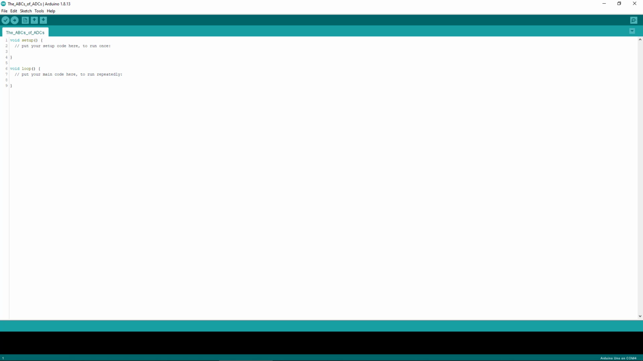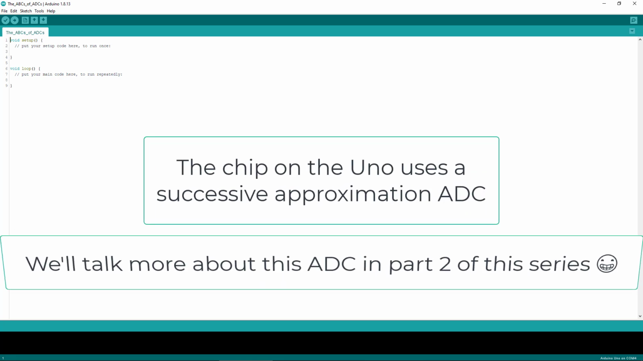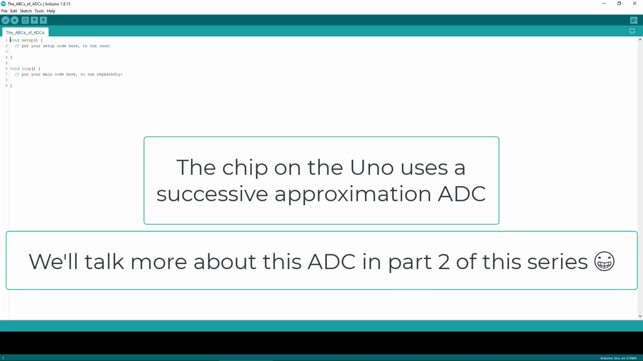It's first worth talking a bit about the type of ADC the chip on the Arduino uses. There are several different types of ADCs commonly used today, but the one on the Arduino is known as a successive approximation ADC. The successive approximation analog to digital converter is one of the more popular ones.